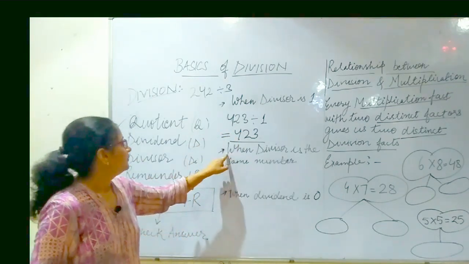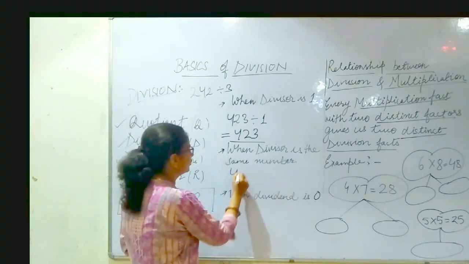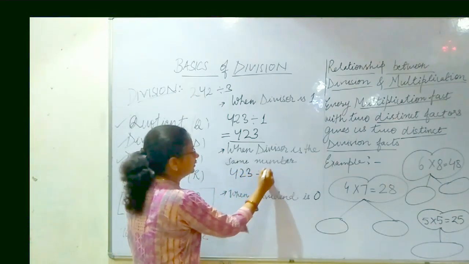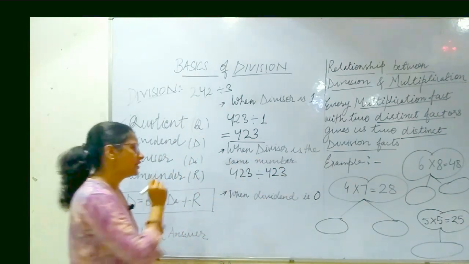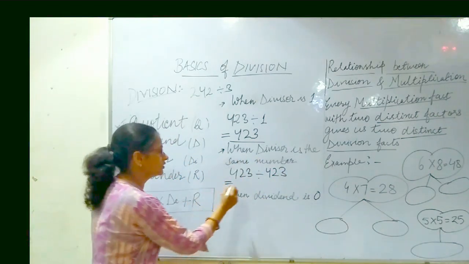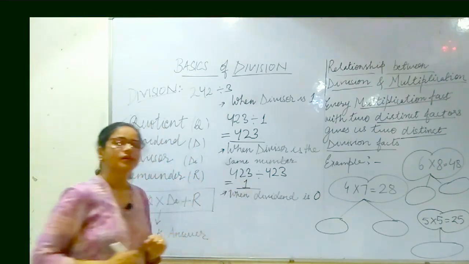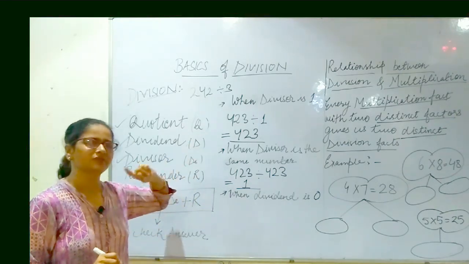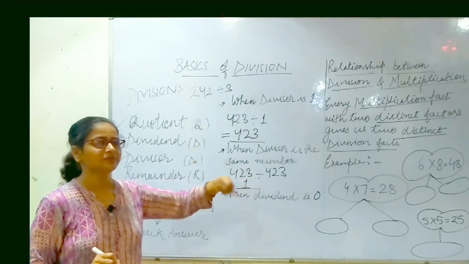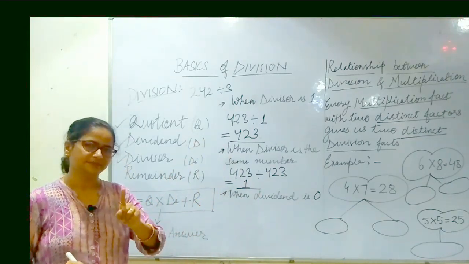When the divisor is the same number, if your number is 423 again and you are dividing it with the same number, your answer will always be 1. Whatever the number is, it doesn't matter, it is 23, it is 53, it is 573. If you are dividing it with the same number, you will get your answer 1.